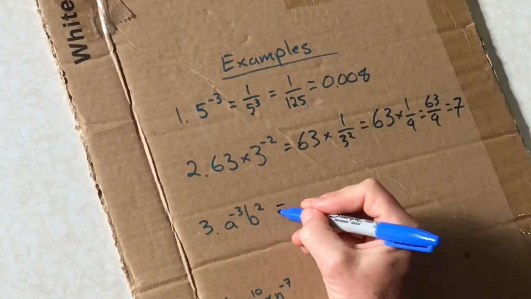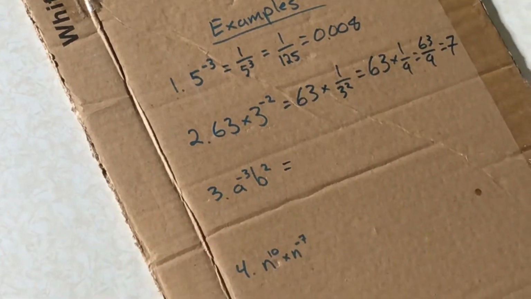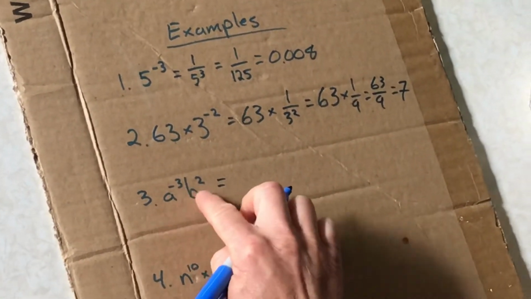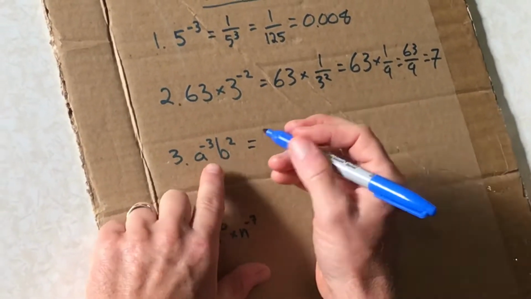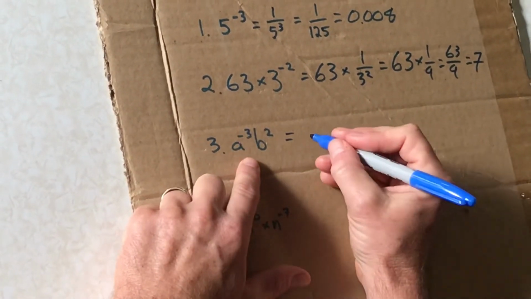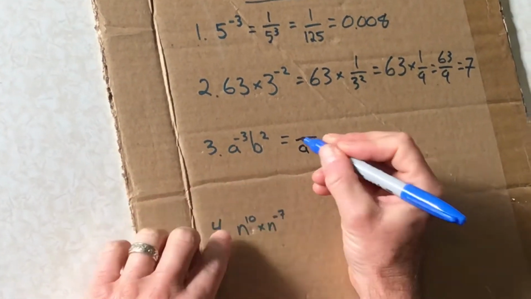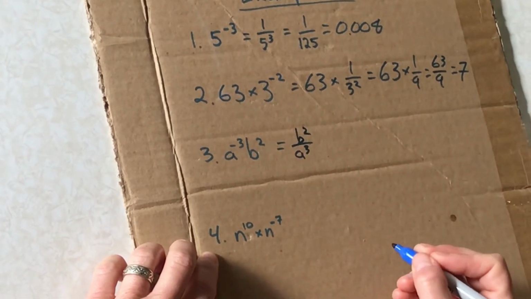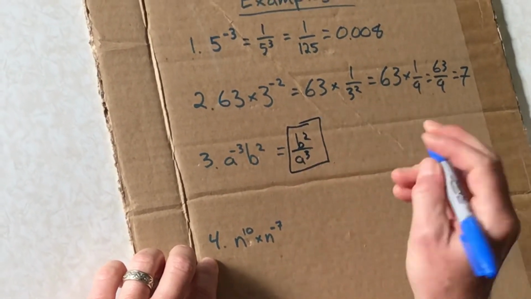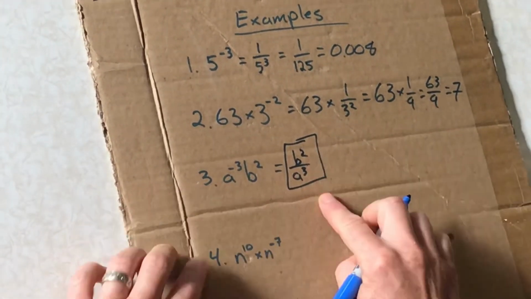I threw some algebra ones in here. Now, we're not solving for a and b here. We're just going to simplify. And I just wanted to show that if we wanted to write this with positive exponents, what does a negative exponent mean? It means we chuck it on the bottom. A cubed, b squared. Okay? I'm just writing it with positive exponents.